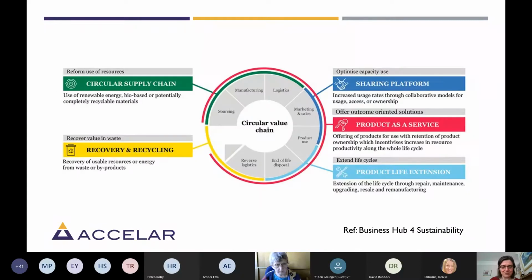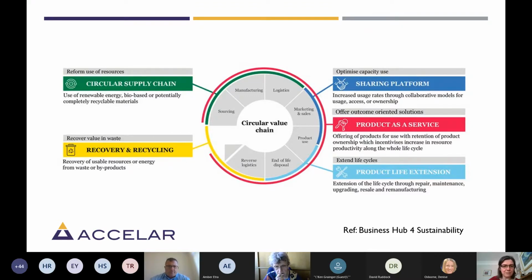So moving on to a bit more detail about how we might achieve that. You'll see the business value chain in the middle there, from sourcing right through to reverse logistics, and that system must be very familiar to most businesses. So yeah, and then there's 5 circular economy business models presented there that intervene at different points in that value chain. So the first one is circular supply chain.